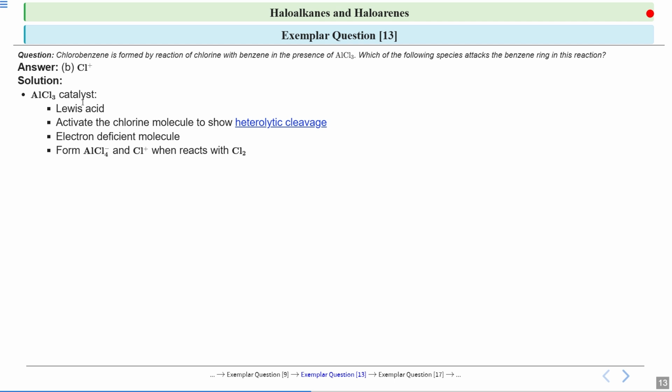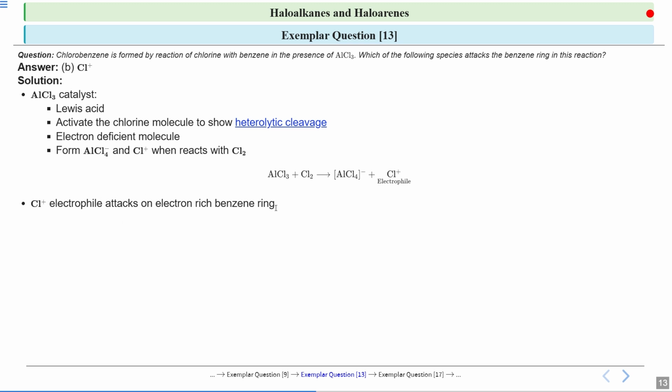So AlCl3 when it reacts with the chlorine molecule, because we are doing the chlorination of the benzene ring, right? So that chlorine molecule when it reacts with the AlCl3 catalyst, you will get AlCl4 minus and Cl plus. Cl plus here is going to be present as an electrophile. So AlCl3 will react with the chlorine molecule. You will get AlCl4 minus plus Cl plus. Cl plus is an electrophile here.